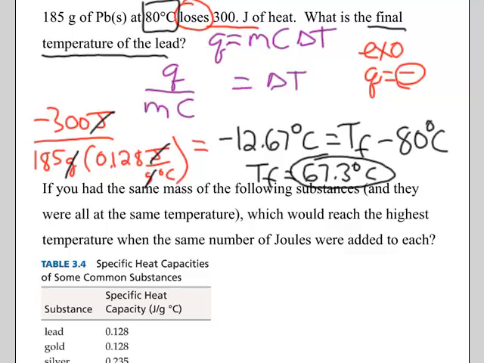You should always think about a question like this. If we have some lead at 80 degrees and it loses heat, the temperature cannot go up. So if you made a math mistake and you added 80 and 12 and you got 92 degrees, that's a higher final temperature. We knew it was exothermic. We knew the temperature had to go down.